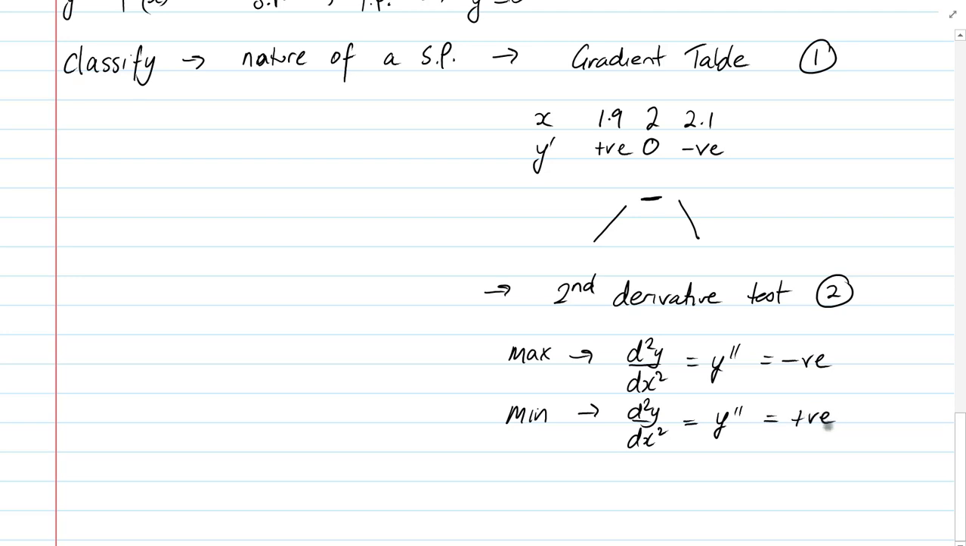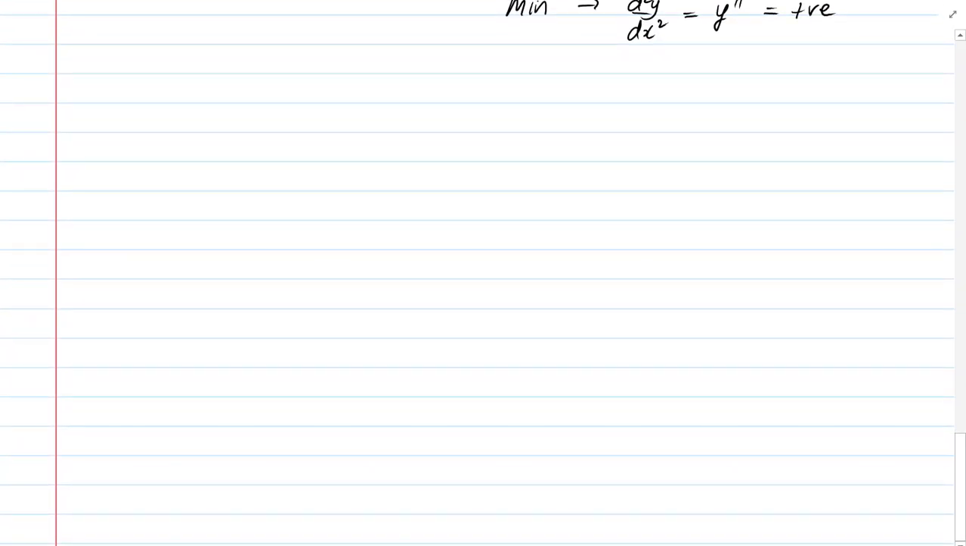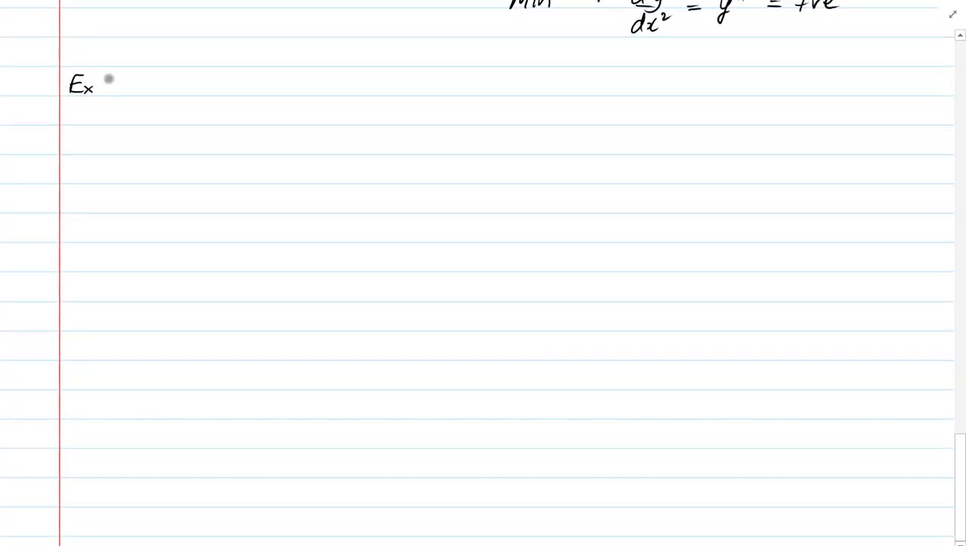So let's look at a couple of examples. I'll overdo the examples. I'm going to basically do the solution, find the turning points, and then we're going to test the nature of those turning points with a gradient table and a second derivative. So example number one. Let's say we're talking about a quadratic. y equals 2x squared minus 4x plus 7. And I want to find and define the nature of the stationary points for this quadratic.